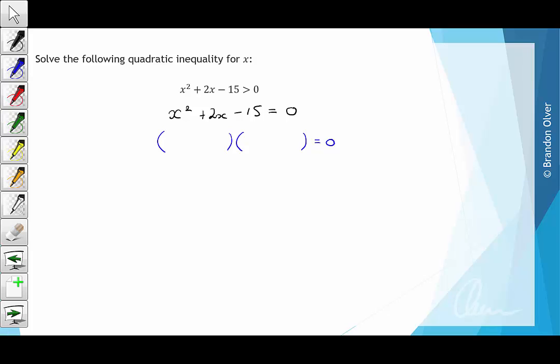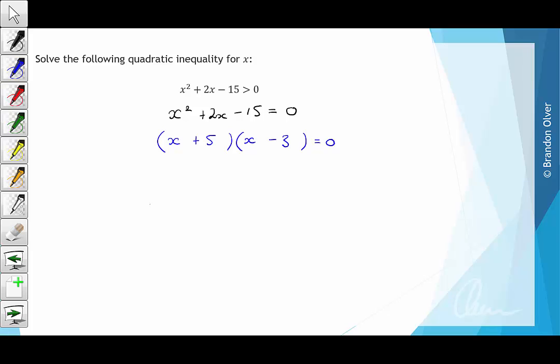So x squared plus 2x minus 15 factorizes, so we have x as the first term in each bracket, which gives the x squared, and then we need two numbers that multiply together to give negative 15 and add together to give positive 2. So if we use the numbers positive 5 and negative 3, that would expand to give x squared plus 2x minus 15.